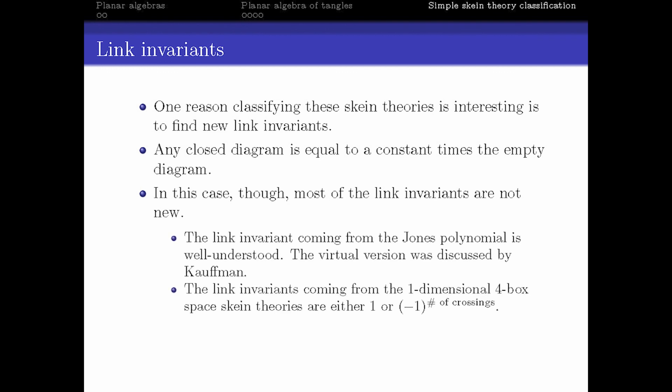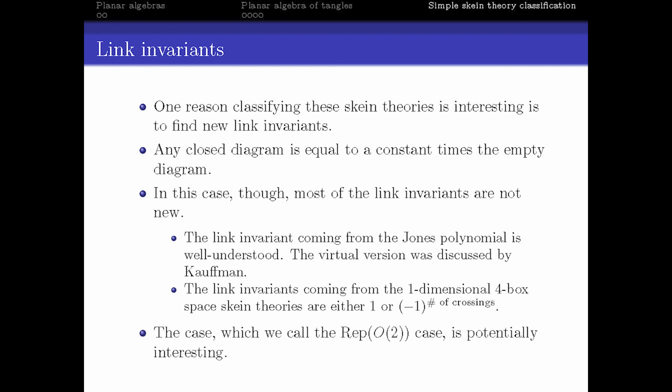We already know about the link invariant coming from the virtual Jones polynomial because Kauffman talked about it. And the link invariants coming from all of the other cases that are fully flat are just like -1 times the number of crossings. So they're very uninteresting link invariants.